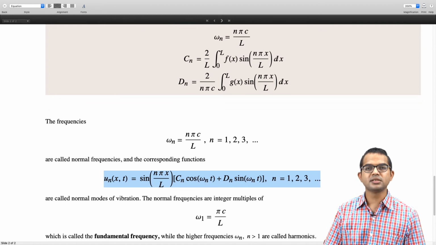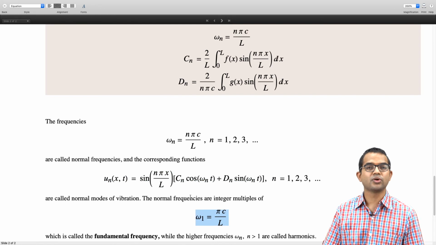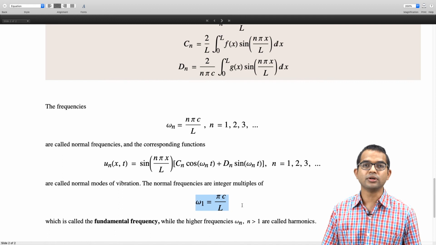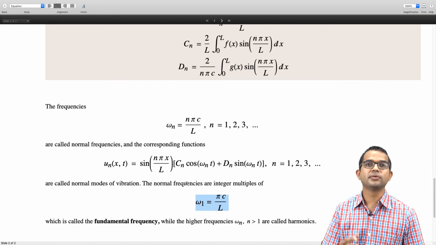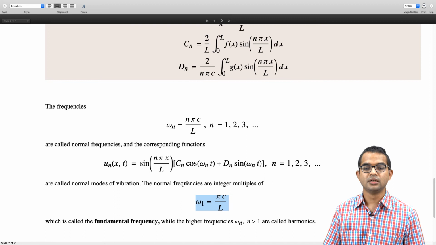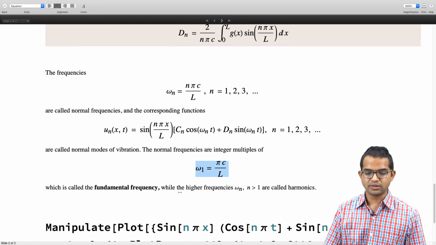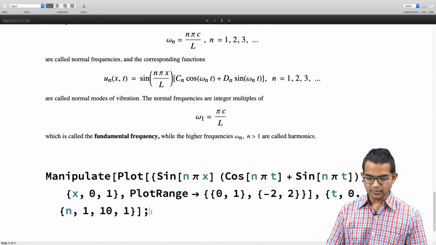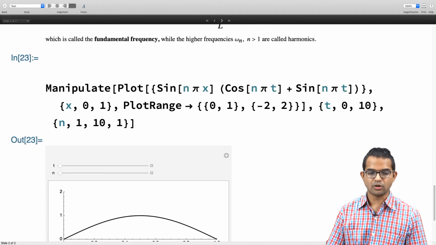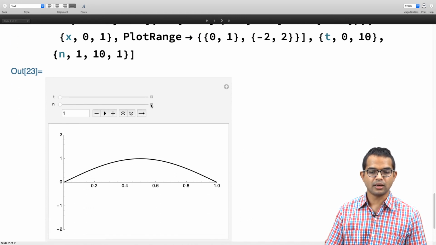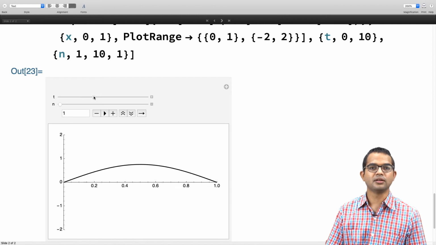The normal frequencies are integer multiples of what is called the fundamental frequency, and the higher frequencies are referred to as harmonics. So a description in this language is important when we're studying the physics of musical instruments, for example. So let's quickly plot this. It's instructive to look at what happens to these normal modes as we change n. If I fix n to be 1 and then look at the normal mode as a function of time, this is what the fundamental frequency does.